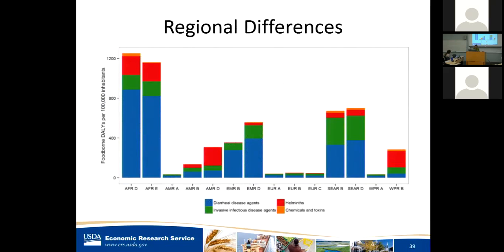So another slide to look at regional differences. What we see here again is that if you look at the subregions, D and E are the subregions with low income or high child mortality and generally low income. And so we see that sub-Saharan Africa, the poorer areas of the Eastern Mediterranean and Southeast Asia really stand out as regions with the most burden.